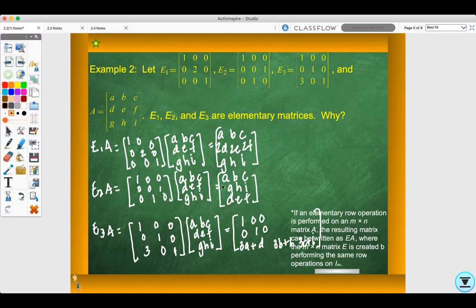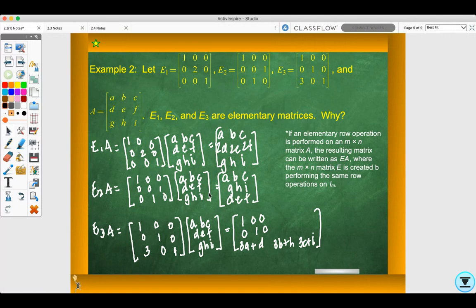Also note here that if an elementary row operation is performed on an m by n matrix A, the resultant matrix can be written as EA, where the m by n matrix E is created by performing the same row operation on the identity matrix.